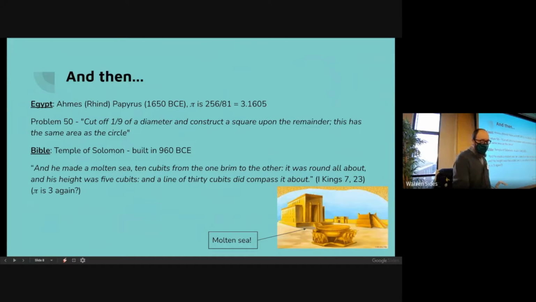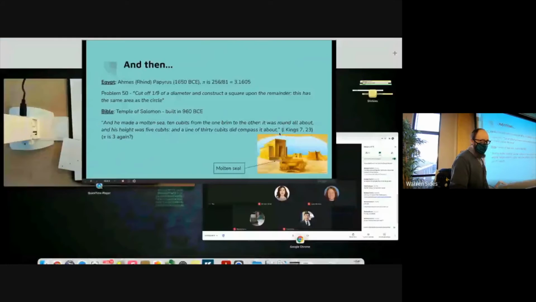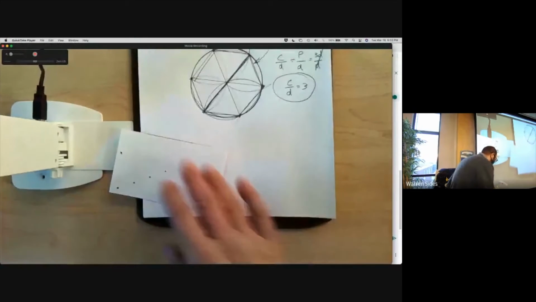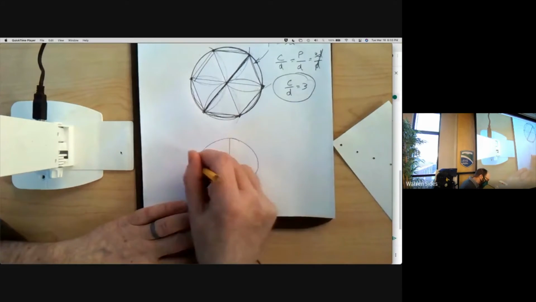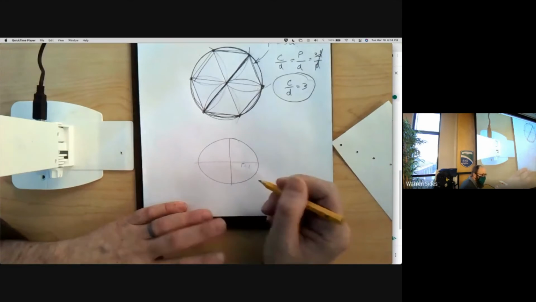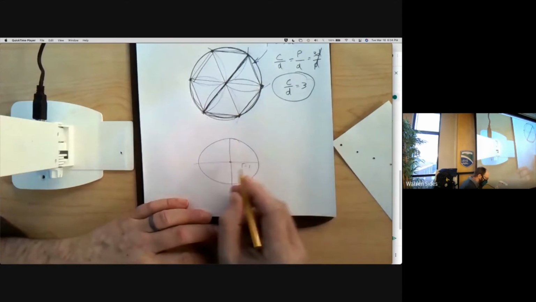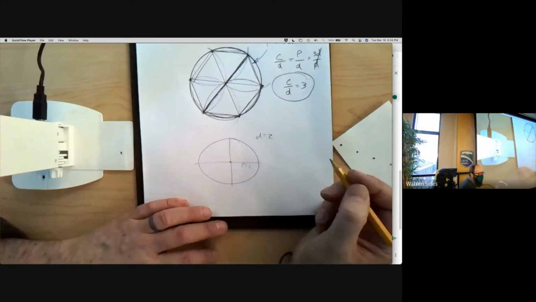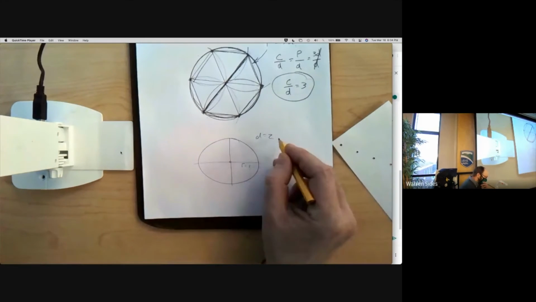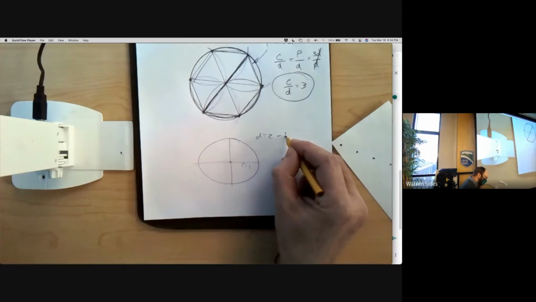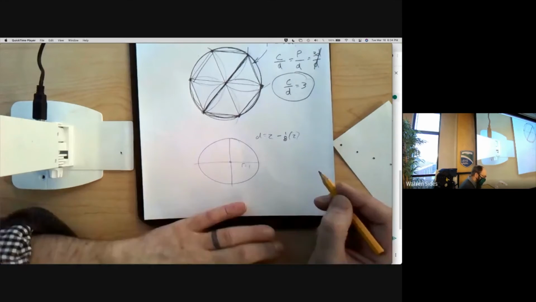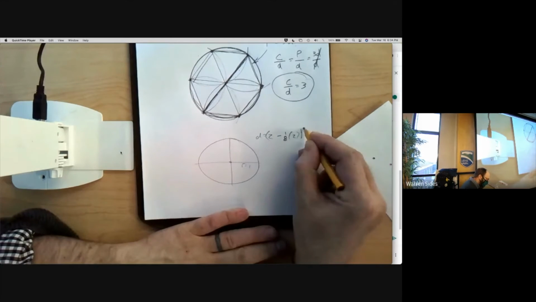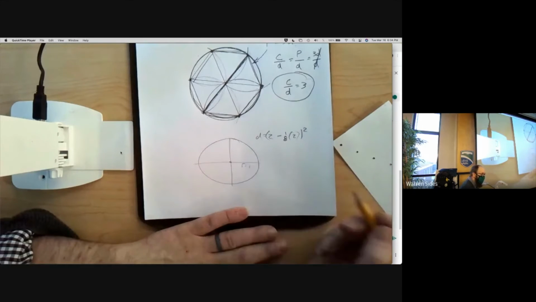Okay, so cutting off 1/9 of a diameter and constructing a square upon the remainder. All right, let's see if we can do this. On my scrap paper, if I have a circle, let's make this nice and simple so that everything works out. Let's say the radius is 1. That makes it real easy for us to do calculations. That makes the diameter, unfortunately, 2, but we'll come back to that. So if I take that diameter and I take 1/8 of it away, you got that? Taking 1/8 of it away. And then I square that. That's what it said, create the square from taking 1/8 away.